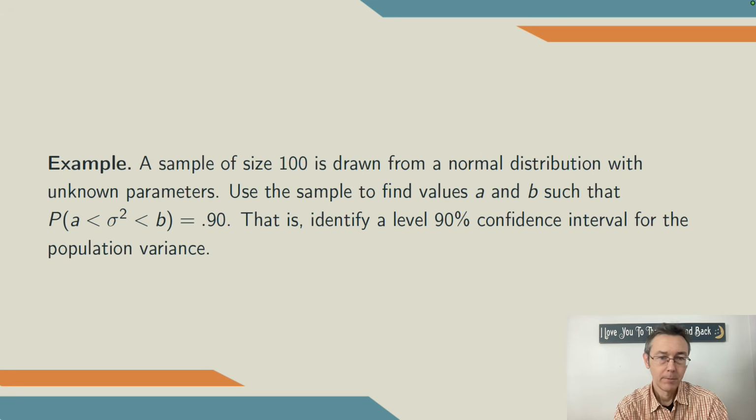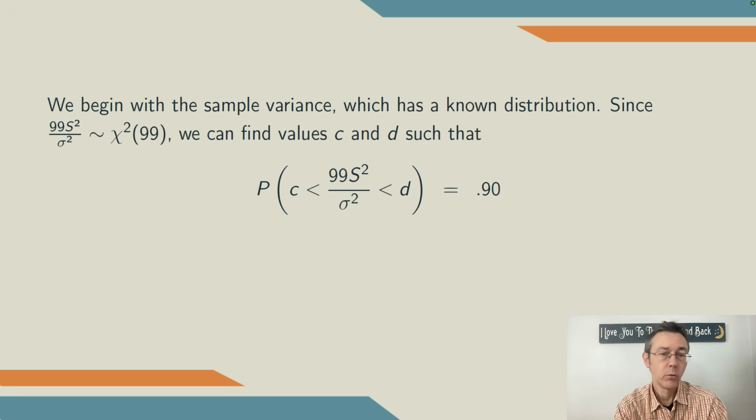Let's do one more example. A sample of size 100 is drawn from a normal distribution with unknown parameters. So in this case, we don't know the variance of that normal distribution. Let's use the sample to compute a level 90% confidence interval for that unknown variance. In other words, values a and b such that the probability that a is less than sigma squared is less than b is 90%. We're going to use the fact once again.